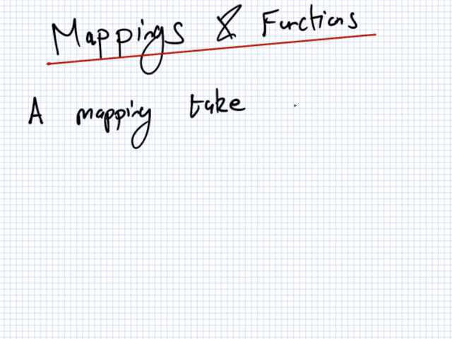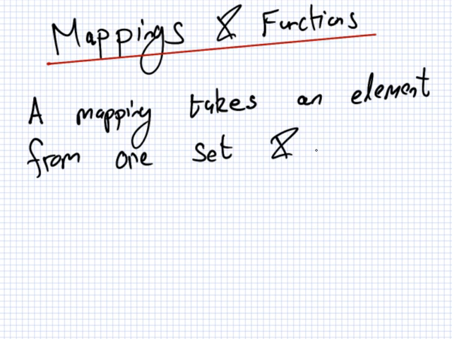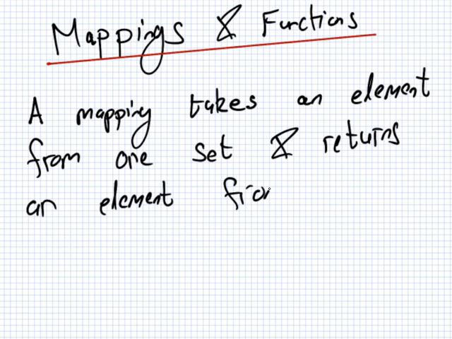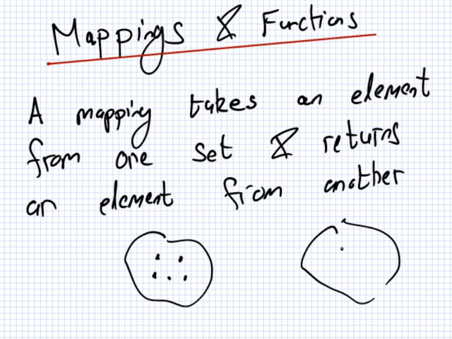A mapping takes an element from one set and returns an element from another. So what I mean is you have a set with numbers in it, and you have another set with numbers in it, and a mapping takes one from this and gives you a different or the same element from another.